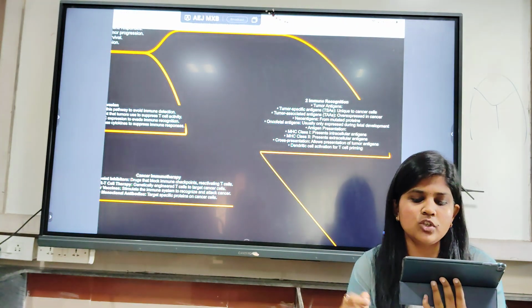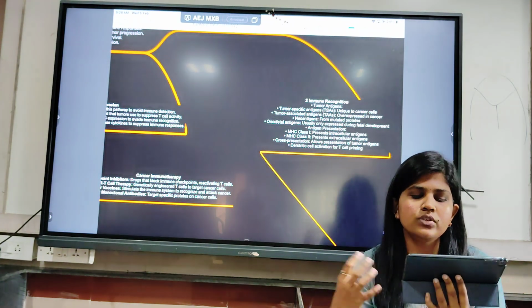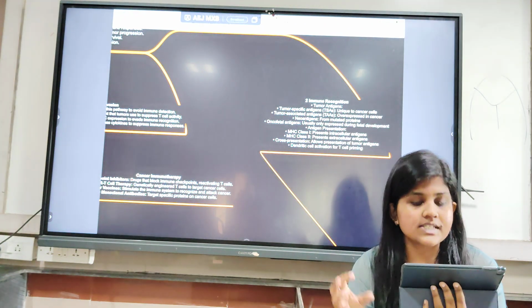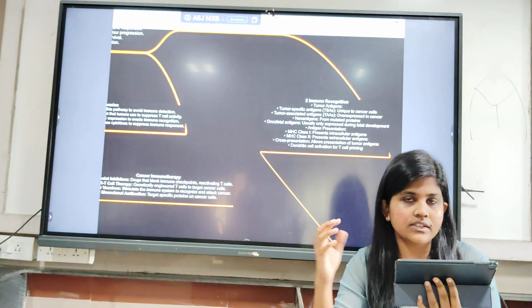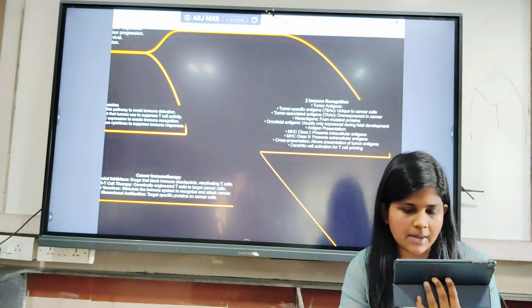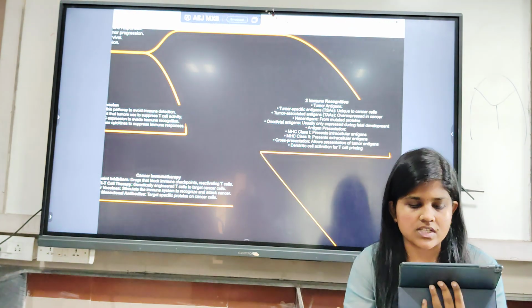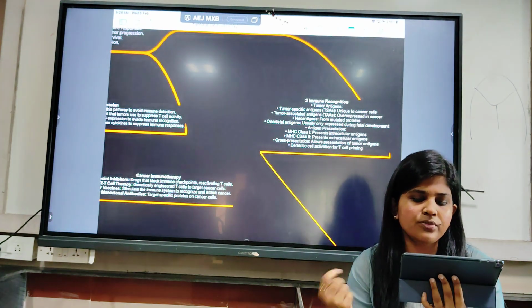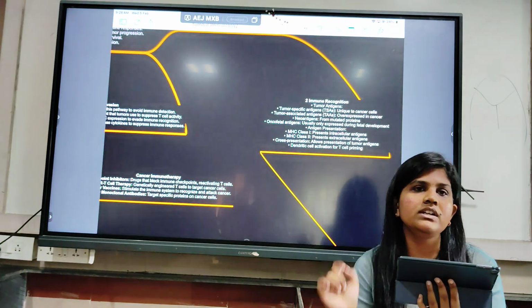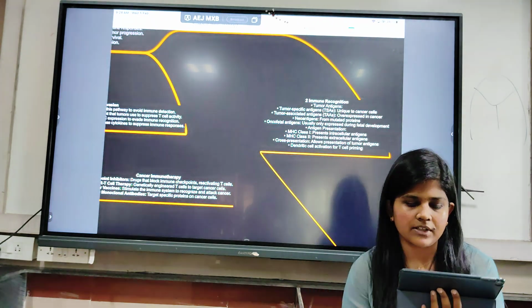And we also have neoantigens. When a new mutation occurs in the cancer cells, we have neoantigens from the mutated proteins. Next we have the oncofetal antigens, which are usually only expressed during fetal development.